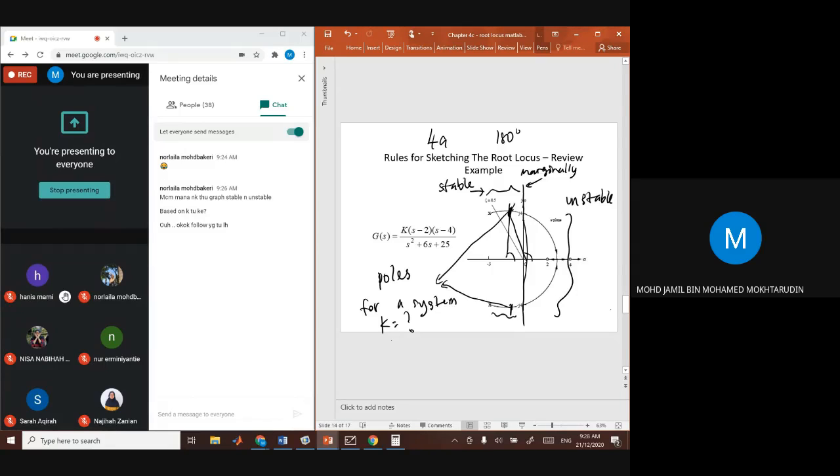Lepas tu baru kita cari dia punya gain. M sama dengan K over apa benda tah, GH, lupa dah benda. Yang tu nak cari K.